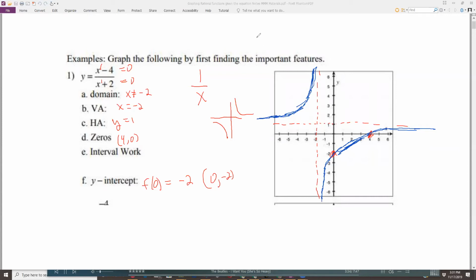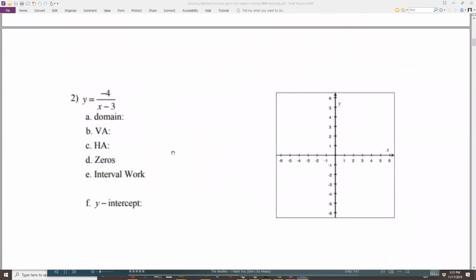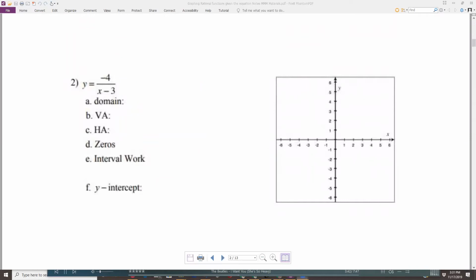Now let's clear all drawings and come down and do example number 2. Okay, this is a little different looking. So the domain, the vertical asymptotes: I know the denominator can't be equal to 0. That tells me the vertical asymptote happens at x equals 3, which tells me the domain excludes 3. I see a bottom heavy function because there's no x value on top, so that means it's x to the 0, and x to the first on the bottom.